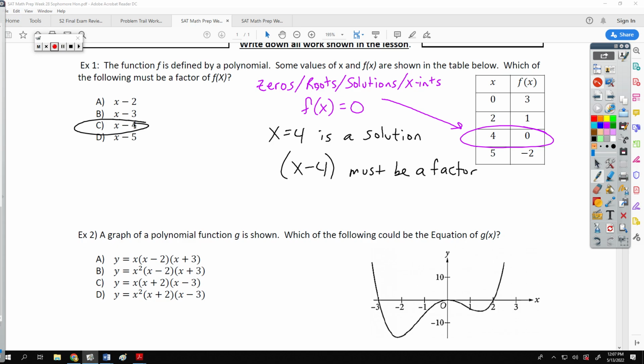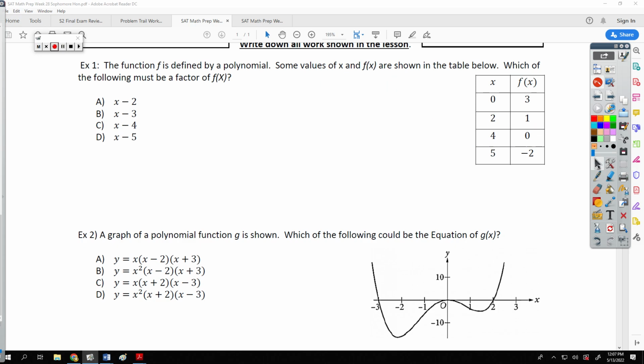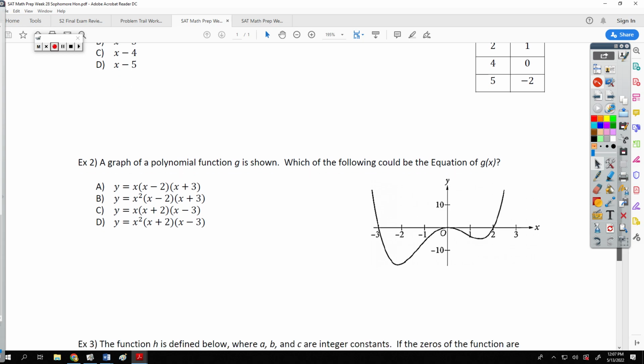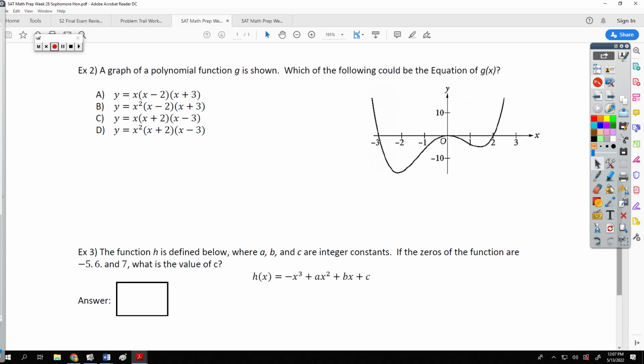Okay, on to example 2. Example 2 says a graph of polynomial function g is shown. Which of the following could be the equation of g of x? So we need to remember that when an equation is in factored form, it shows us all of the possible zeros, roots, solutions, x-intercepts of the graph. So if we look at our graph here, we have three x-intercepts that are shown.